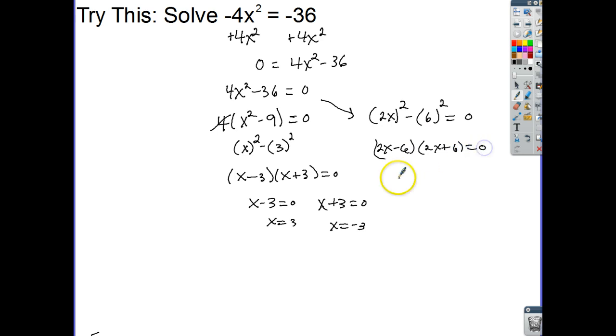You set those factors equal to 0. 2x minus 6 equals 0. 2x is equal to 6. Divide by 2, x is equal to 6 divided by 2, which is 3.